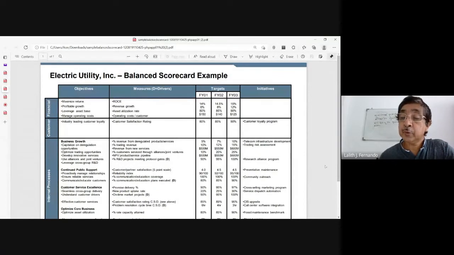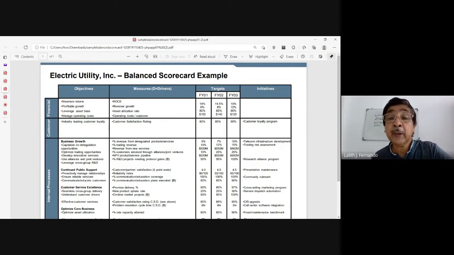So you can find out what types of products are being deregulated, and you can see the percentage of revenue you get from the deregulated products and services. So that's one measurement, and that measurement will give you a certain idea about how you have capitalized on your deregulation opportunities.